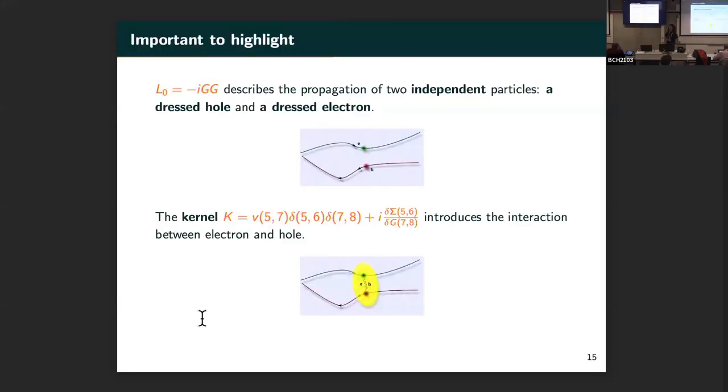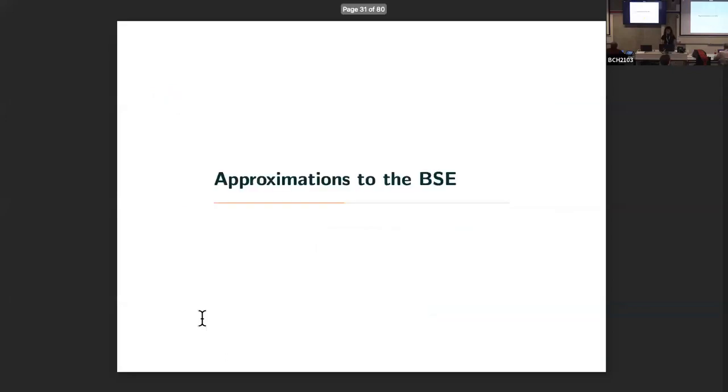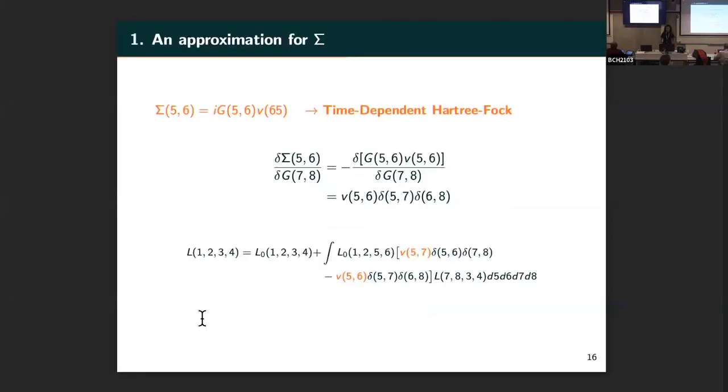Any questions? Okay, so at the end, the kernel will give us the interaction that we were missing in the description of our initial two examples that I presented. So let's see what we can do with the kernel, because we had difficulties before to calculate. So finally, imagine now calculating these derivatives. We will have to do approximations.